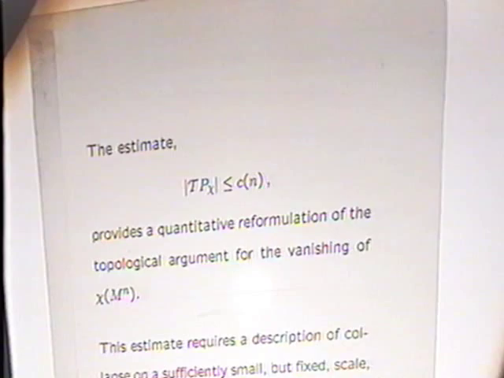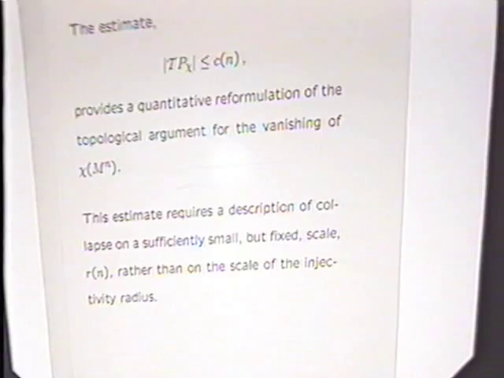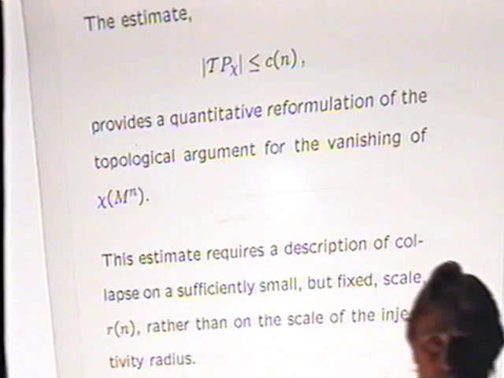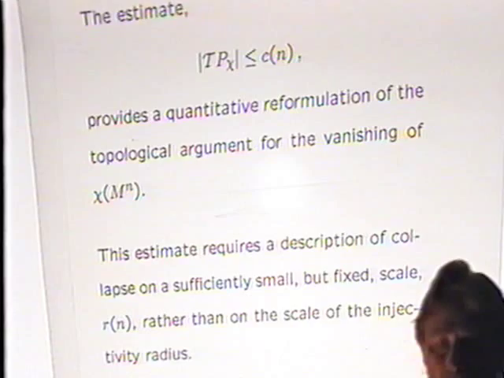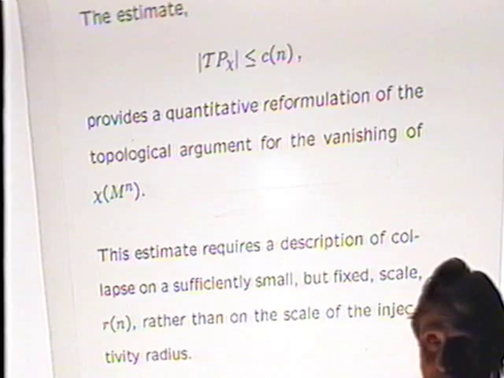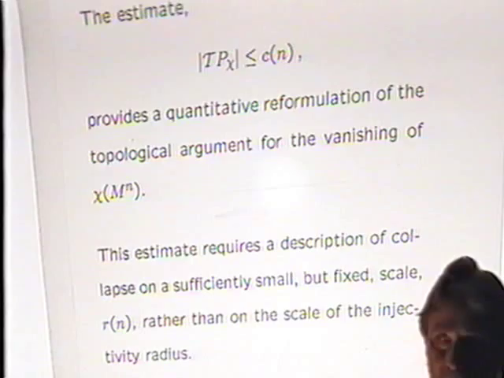So, as I just said, this estimate provides a quantitative reformulation of the topological argument, but actually to get it, it requires something which we haven't done so far. Namely, we have a good description of what a collapsed manifold looks like on the scale of the injectivity radius. But what would be a better thing to have, in more or less the problem that I suggested at the beginning, was what can a collapsed manifold look like on a small but definite scale that's independent of the manifold, right? Just like sufficiently collapsed was small but definite, depending only on the dimension, independent of the manifold. So there is such a thing.